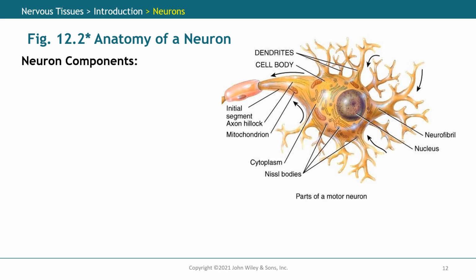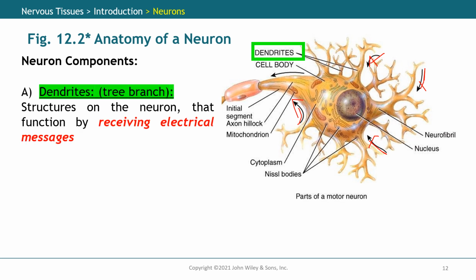So here you see all these arrows. You remember all these arrows. So here are all the signals that the dendrites are receiving. If you remember, they have a tree branch morphology to increase the surface area. And the main function is receiving the electrical charge, electrical messages. This is why I showed you that they are like the ears that are receiving signals.